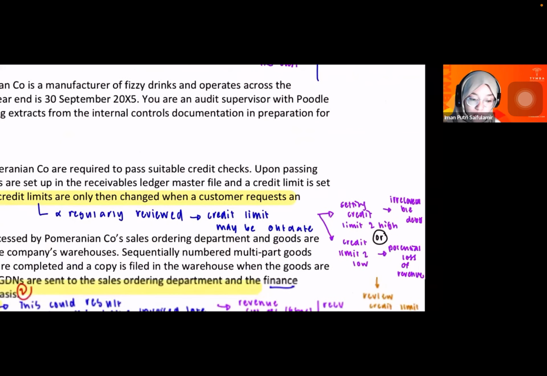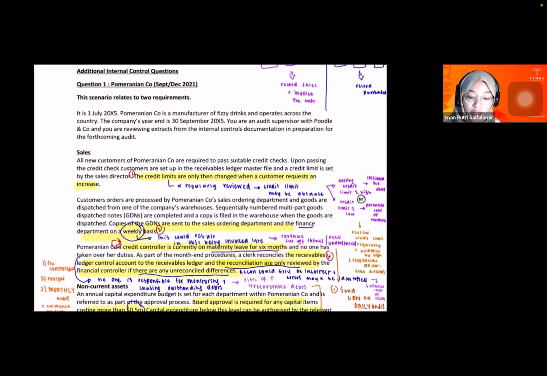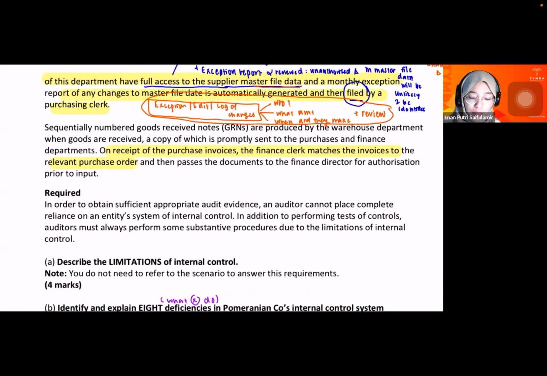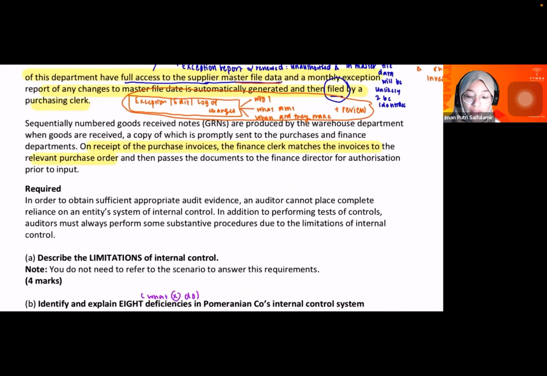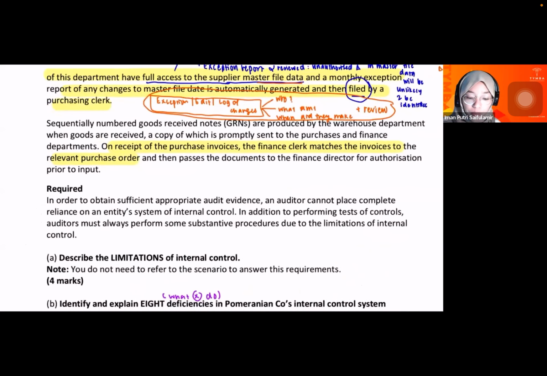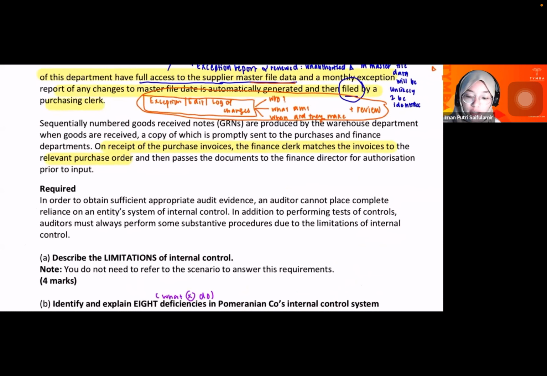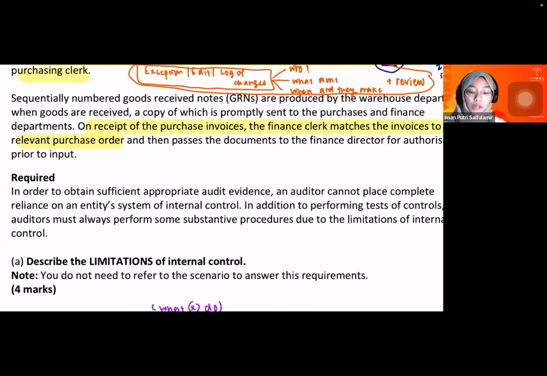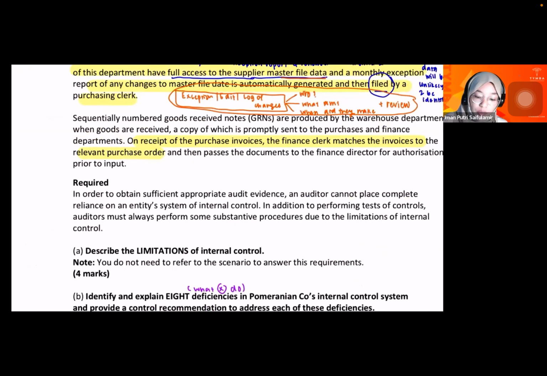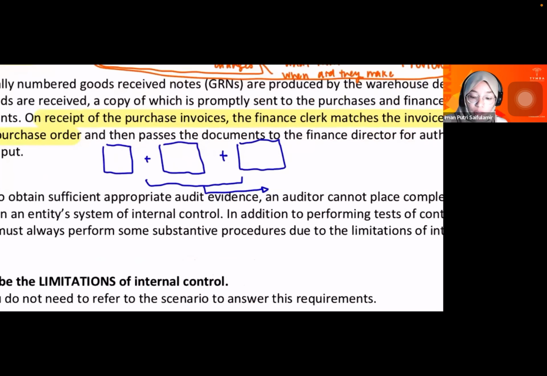Okay, before we move on to the next question. On receipt of the purchase invoice, the finance clerk matches the invoices to the relevant purchase order and then passes the document to the FD for authorization prior to input. This is not a very clear point here, right? So, can you guys repeat for me, what is the three-way matching that we usually do for purchases? Just now I've already recapped on this. What are the three documents when there is a purchase? Once these three documents have been matched by the accounting department, only then they will record.